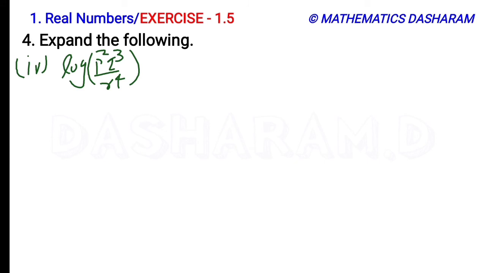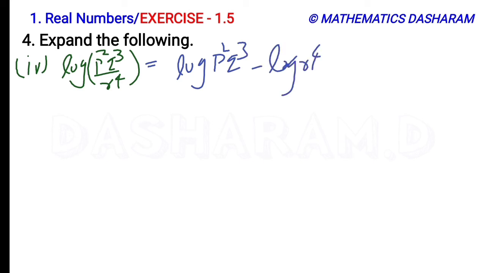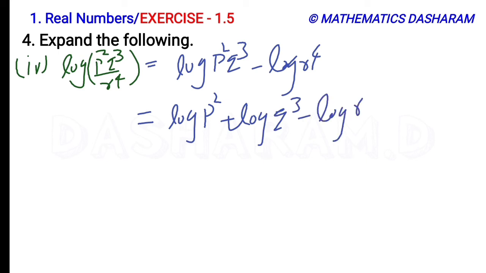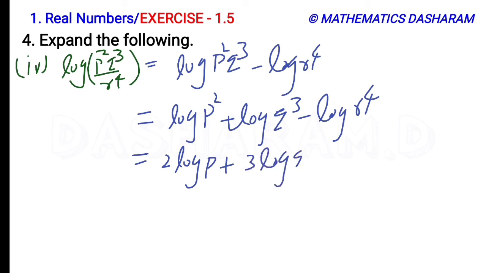Next question, log p square q cube divided by r to the power of 4. First the log a by b formula, that is log a minus log b. Next the log a into b formula, log a plus log b, so log p square plus log q cube minus log r to the power of 4. Now log a to the power of m, that is m log a. So 2 into log p plus 3 into log q minus 4 into log r.